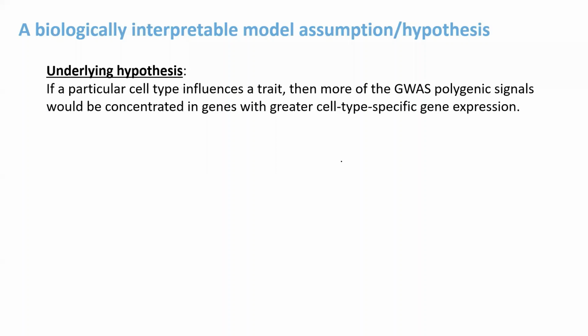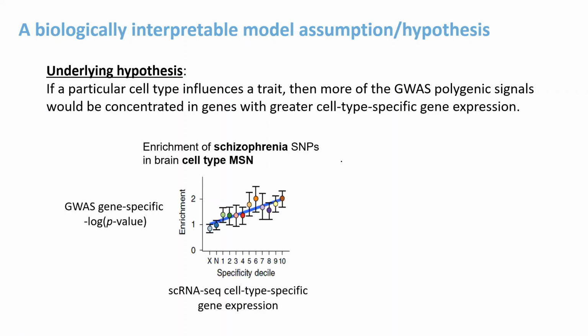So our method is based off of a biologically interpretable model assumption and hypothesis from our point of view. The hypothesis is shown here. If a particular cell type influences a trait, then more of the GWAS polygenic signals will be enriched in genes with greater cell type specific gene expression. Now, this is a mouthful, so here is just one cartoon to give you an idea, okay?